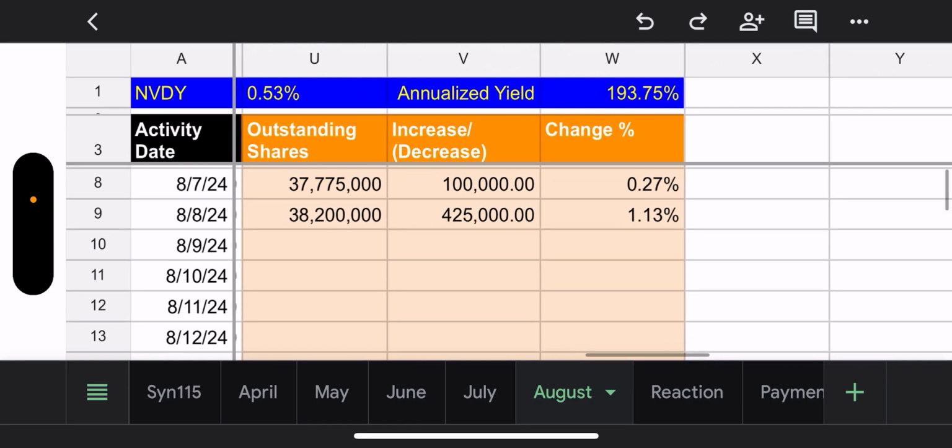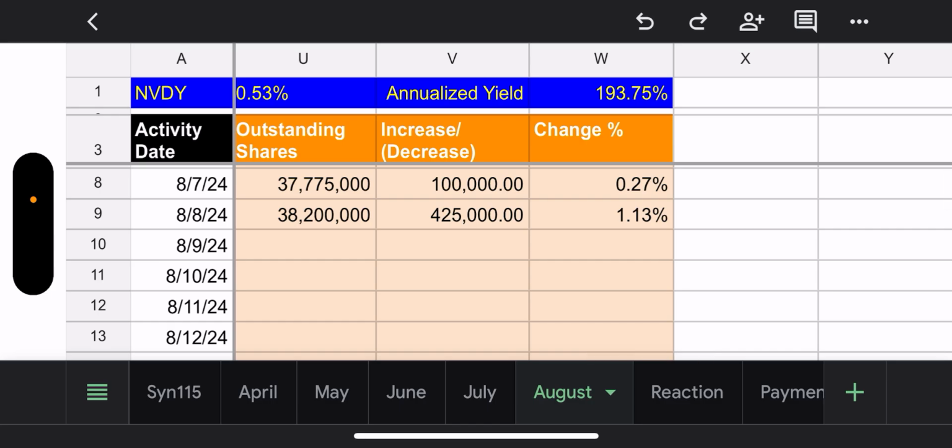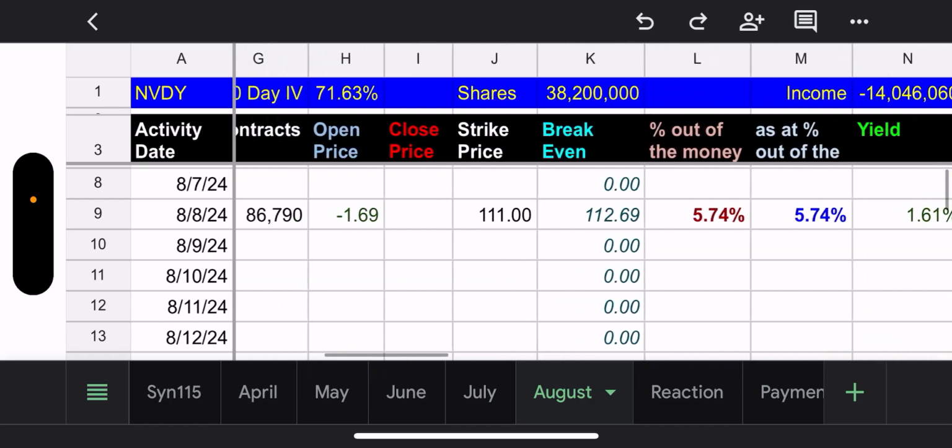Outstanding shares, it did go up 425,000. Something crawled in my foot, by the way. What the hell was that? So yeah, people still buying.